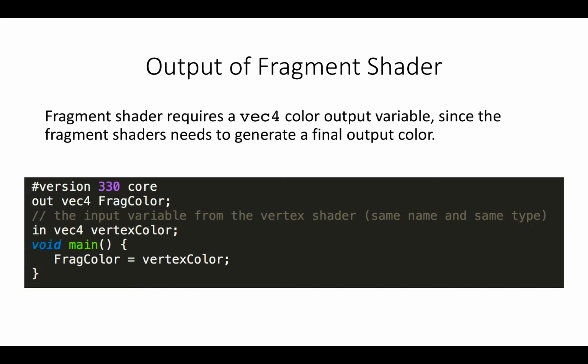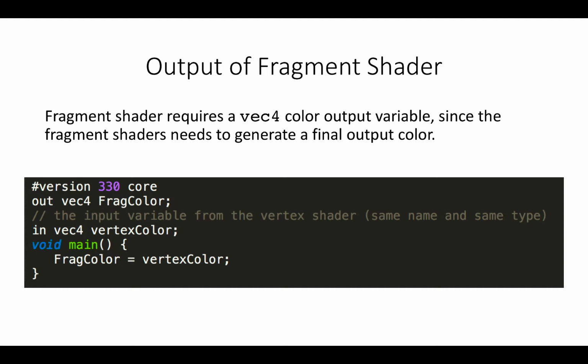A fragment shader requires a vec4 color output variable, since the fragment shader needs to generate a final output color. If you fail to specify an output color in your fragment shader, OpenGL will render your object black or white. To send data from one shader to the other, you have to declare an output in the sending shader and a similar input in the receiving shader.